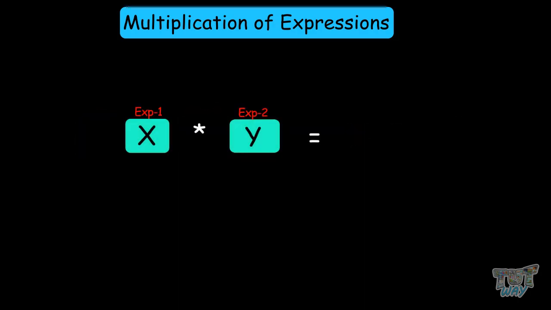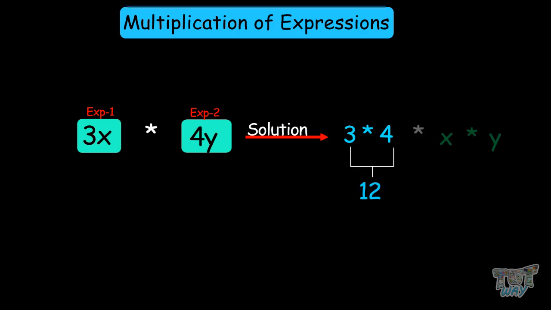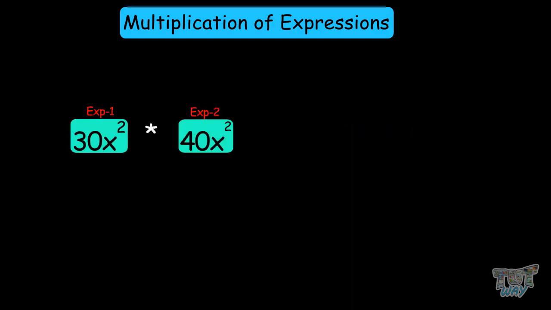X times y becomes xy. 3x times 4y. Now let's solve this. We have 3 times 4 equals 12. Then x times y, which is xy. Answer is 12xy.